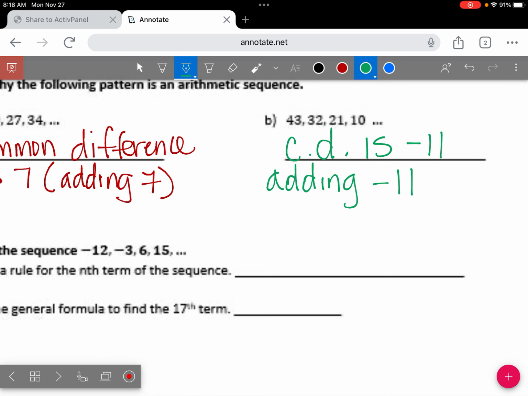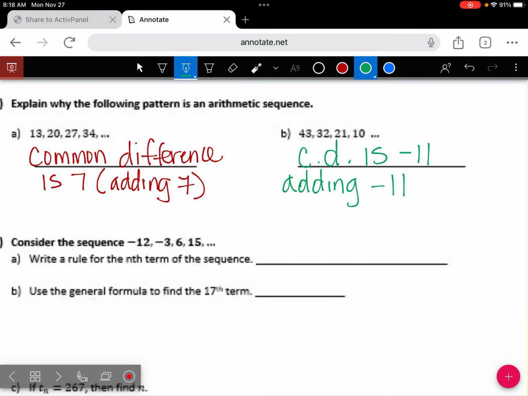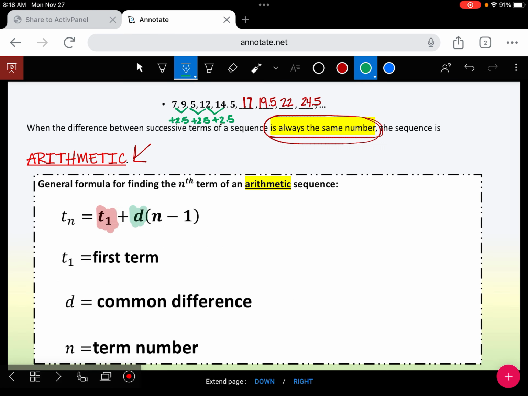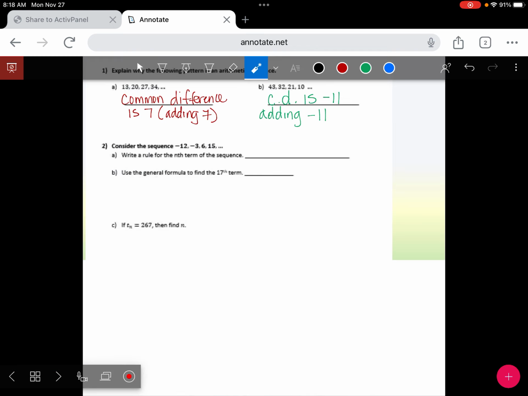Okay. All right, so now let's start writing our rules. Remember, when you write a rule, you're just putting in these two numbers, T1 and D: the first number and the common difference. Everything else stays the same. Whenever it says write a rule, or find the nth term, this is what they're asking you to do.